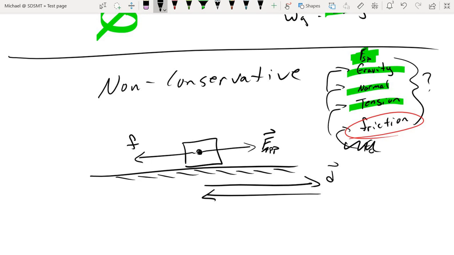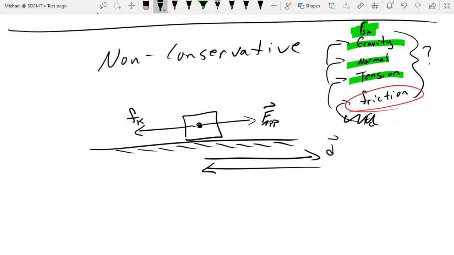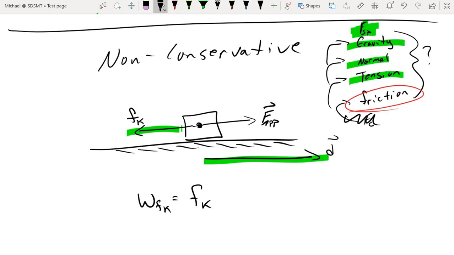And whenever we're moving, we have to work with kinetic friction. So let's move this block to the right. If we do that, our friction force opposes the direction of motion. So we'll plug all of this into our dot product for evaluating work.